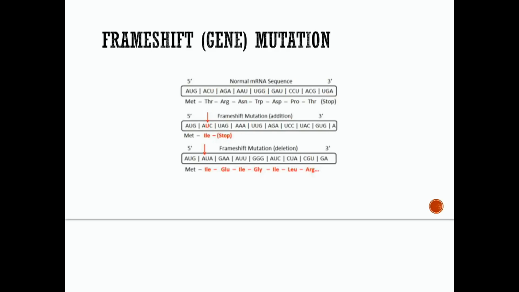And here's an example. Here's your normal mRNA sequence, frameshift, the deletion. So it looks like it deleted a C. It's ACU, and it deleted this middle C, so it moved to AU, and it brought that A over here to the left. So it shifts everything that way, and it starts coding for totally different amino acids.